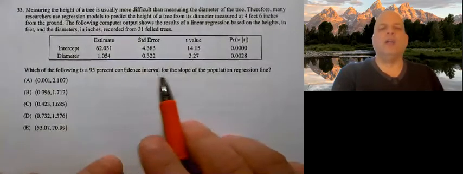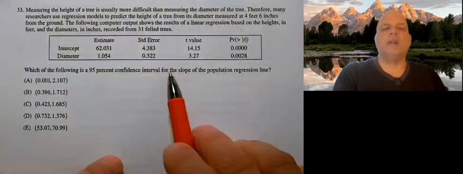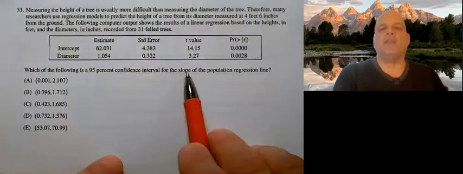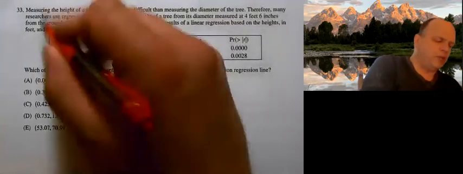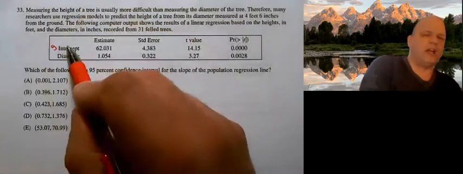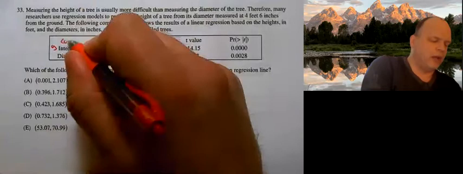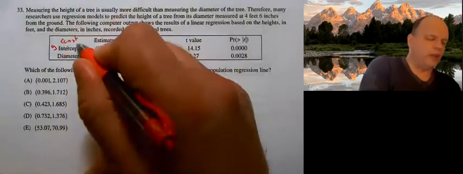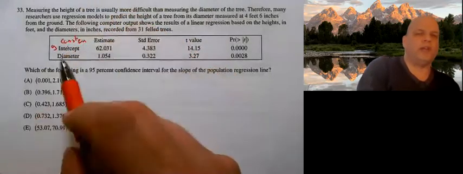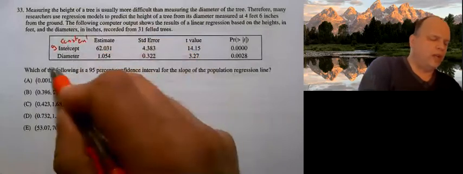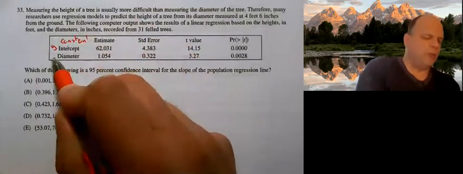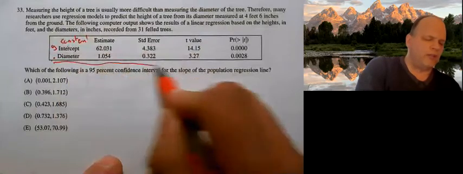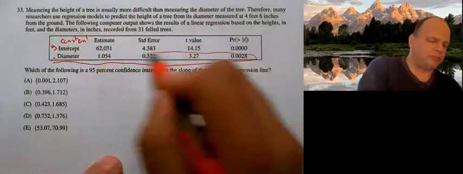Which of the following is the 95% confidence interval for the slope of the population regression line? So please remember, this is the y-intercept. A lot of times they just call that a constant. They don't even call it a y-intercept. They don't even put the word intercept. They just say constant. So anytime you have a word that's a descriptor, that's going to be your slope line. So this is my slope line. So this is what I need to pay attention to.